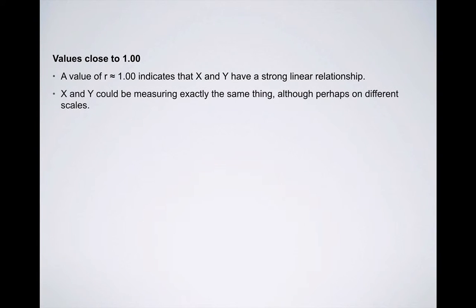So values close to 1. A value of approximately equal to 1 indicates that X and Y have a strong linear relationship. X and Y could be measuring exactly the same thing, although perhaps on different scales.